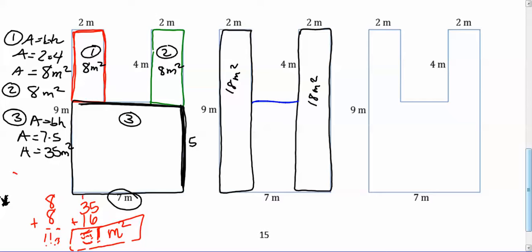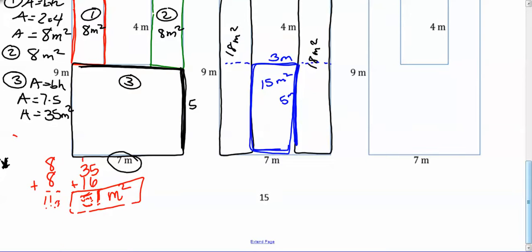Now this section here is not 7, right? We've got to figure out what that section was. So we know this is 2 going from here to here. This is 2 from here to here, so if the whole thing is 7, we know our missing piece is what again? 3. So this is 3 meters, and we said that this side was how big? We already figured it out over here. 5, yep. So we have 3 by 5. What's 3 by 5? 15 meters squared. Very good. So we're going to add those 3 numbers together.